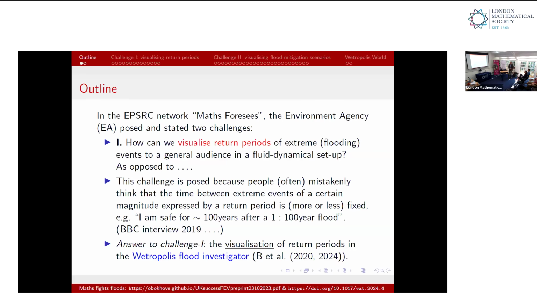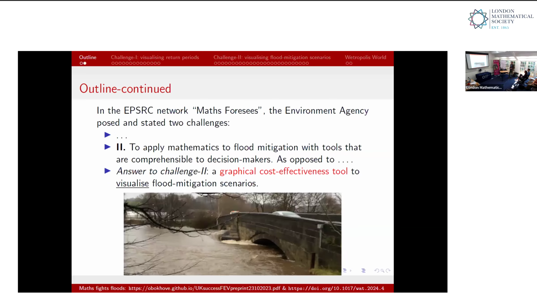I was luckily alone in the room, because I said, you should see Metropolis, because the answer to the challenge is the visualization of return periods in the Metropolis flood investigator. And I will describe the flood investigator.